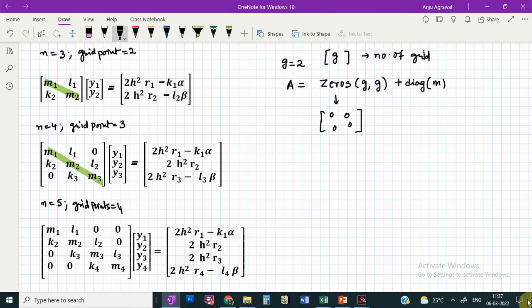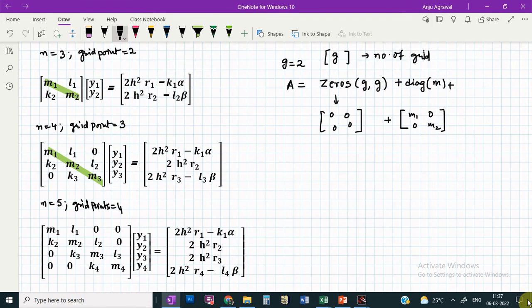So if we make use of this function, then what will happen? This matrix will be added with the diagonal elements, which is equal to the m vector. So this will be m1, m2, 0. So this matrix will be added. Now to this we have to add this L1 also. So L1 for 2 grid points, L1, L2 for 3 grid points, and L1, L2, L3 for 4 grid points.